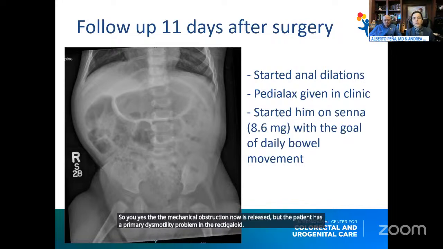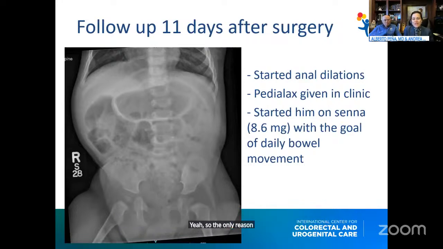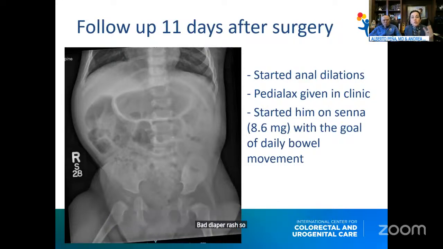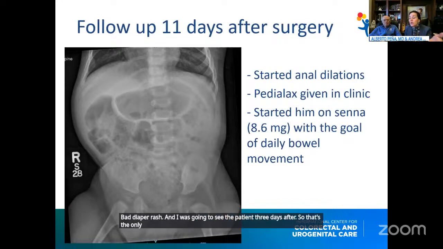Yeah, so the only reason why I didn't send the patient home with laxatives was because sometimes when we have a tiny hole and then you make an adequate hole, it's almost the relief of an obstruction. So the patient stools a lot and they get bad diaper rash. So, and I was going to see the patient 3 days after. So that's the only reason why I didn't send, which in retrospect was a mistake.